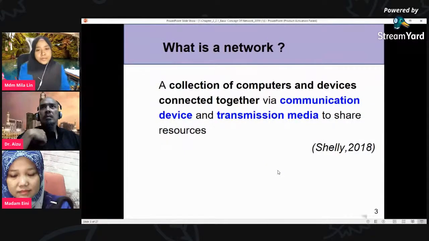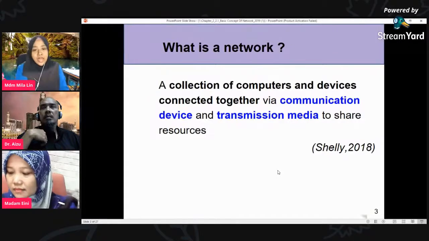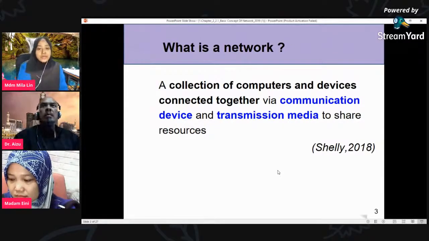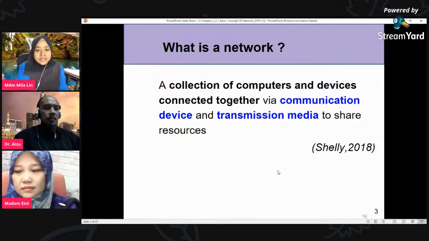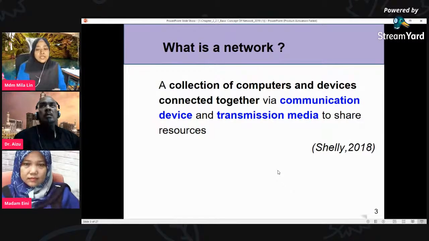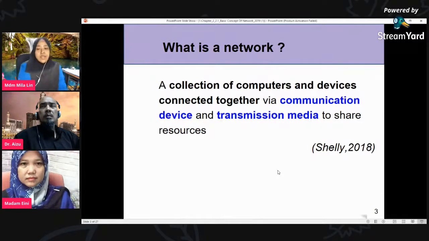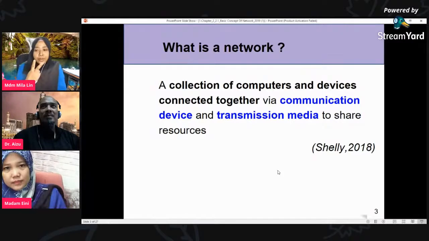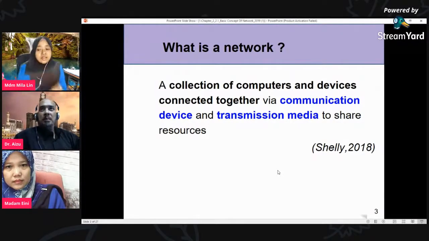First of all, every student has to describe or define what is a network. Network is a collection of computers and devices connected together via communication device and transmission media to share resources, based on Shelley Cashman 2018, which is our main textbook, Discovering Computers. So to define a network, make sure you mention we have two main points: the first point is a communication device and the second point is a transmission media.